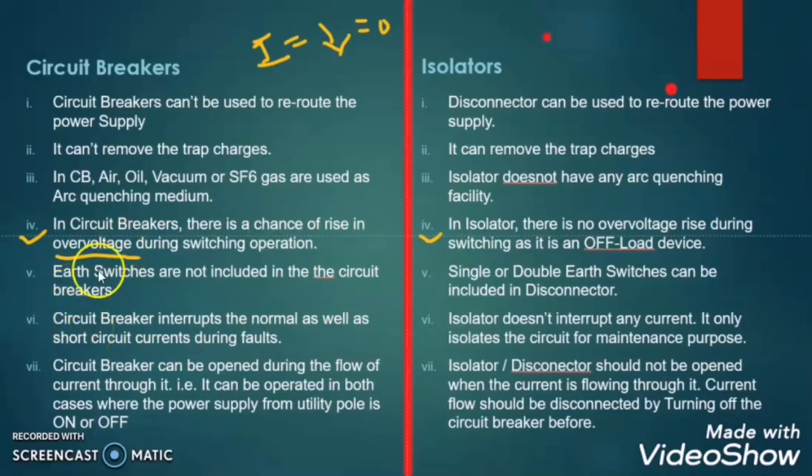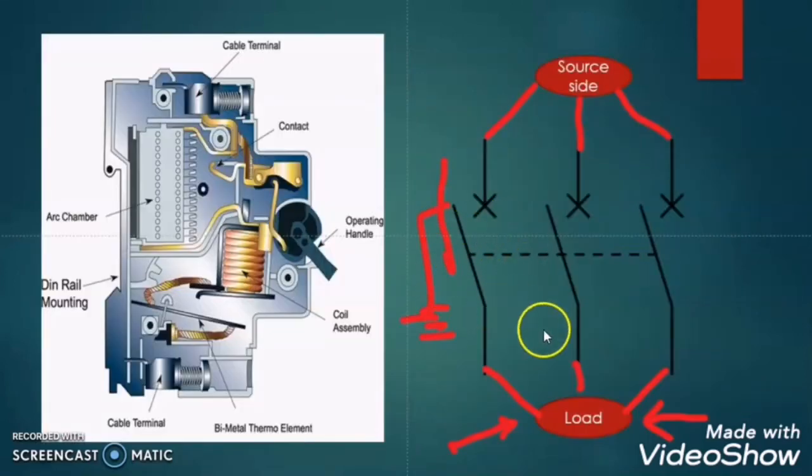The other difference between the circuit breaker and isolator is that earth switches are not included in the circuit breaker. Single or double earth switches are included in the disconnector. I explained this point here, how the earth connection can be made by the isolator when we make it off.